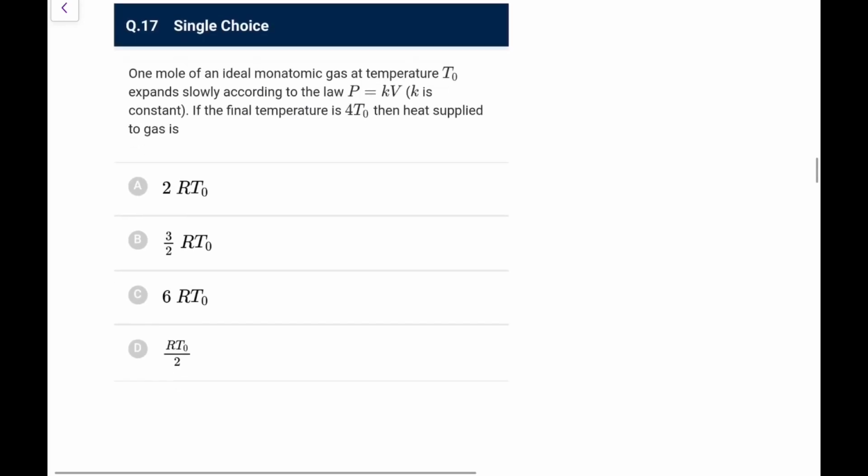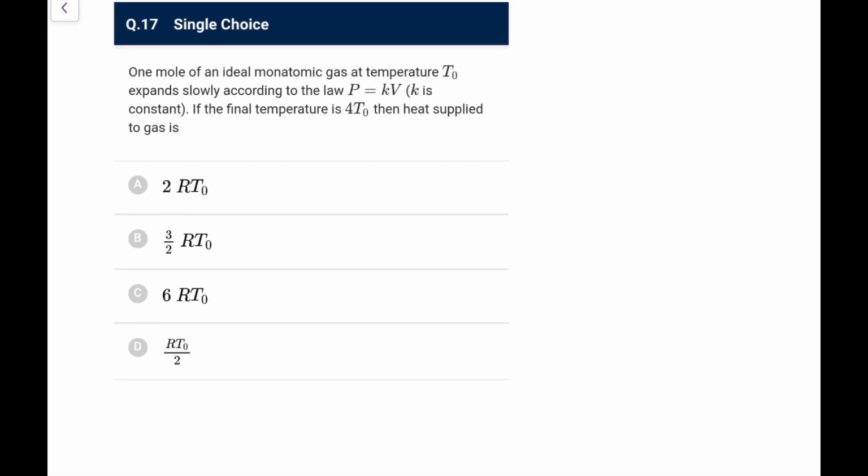Next one. 1 mole of an ideal monoatomic gas at temperature T0 expands slowly according to the law pressure is proportional to V. If the final temperature is 4T0, then the heat supplied is, okay. So pressure is K times V, you can directly make it out, PV to the power minus 1 is constant, so it's a polytropic one.